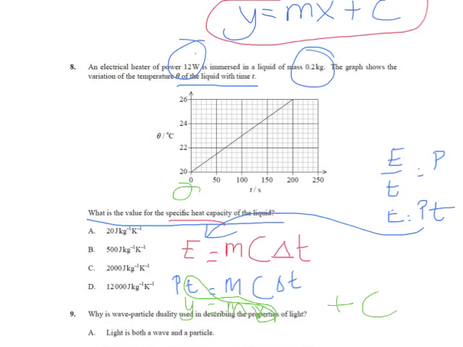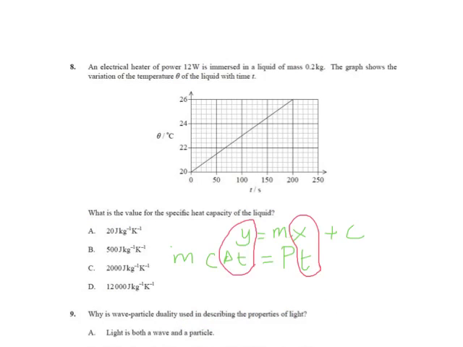Okay, what's on the y-axis? Change in temperature. So I'm going to have to flip this around. So if I flip this around to make it look a bit neater, okay, so that's much better now. On the y-axis, we have temperature, but we'll see how easy it is to change that to change in temperature in a second. And we have time on the x-axis.